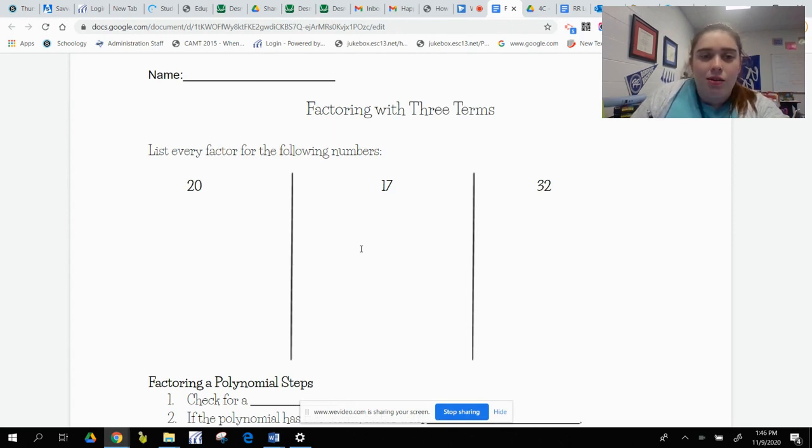All right. So the very first thing I want y'all to do, this is the PDF attached to your Schoology page. It's called Factoring with Three Terms. The very first thing I want you to do when you have this pulled up is go ahead and try to list out the factors for each one of these numbers. So list all the factors for 20, all the factors for 17, and then all the factors for 32. So go ahead and try to do that on your own.